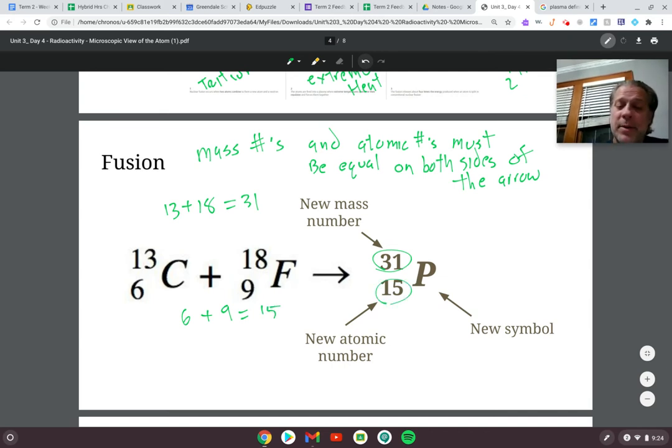Now, the new atomic number, this number on the bottom, when I'm balancing these equations, is what dictates what the new symbol is going to be. So once I added up the mass numbers and the atomic numbers, I took my atomic number and went to the periodic table. I found that the element that has the atomic number of 15 is phosphorus. And that's where I got the P from. So it's not too difficult. It's just something that we need to practice.